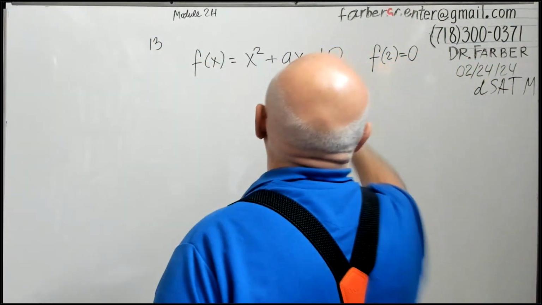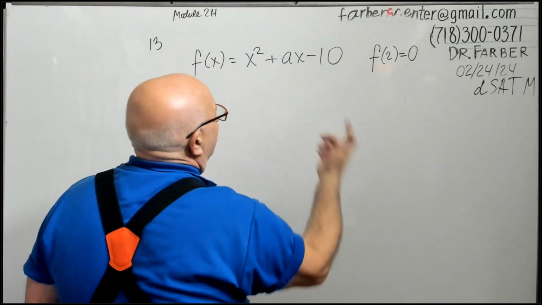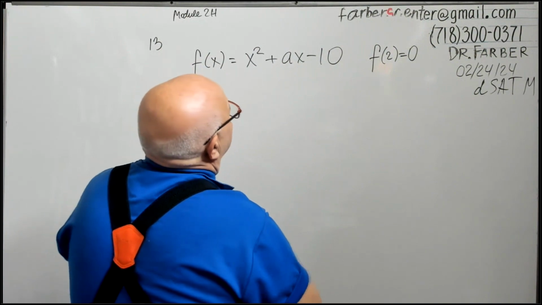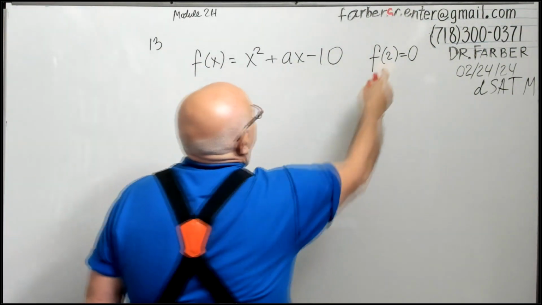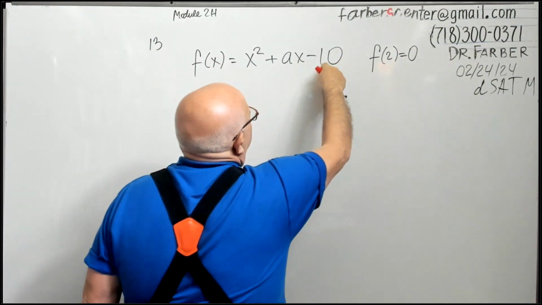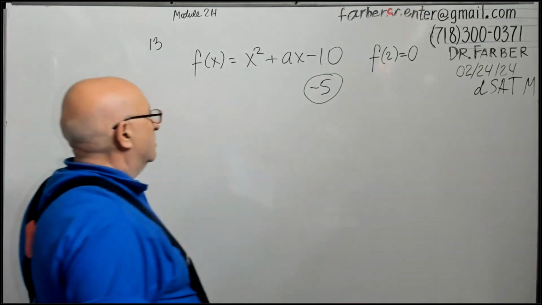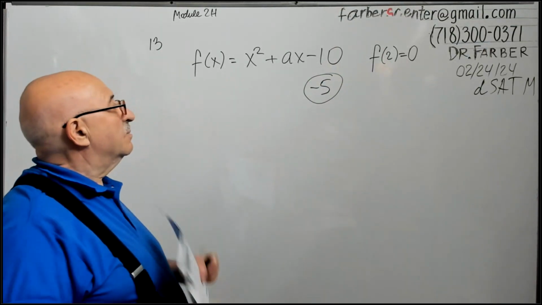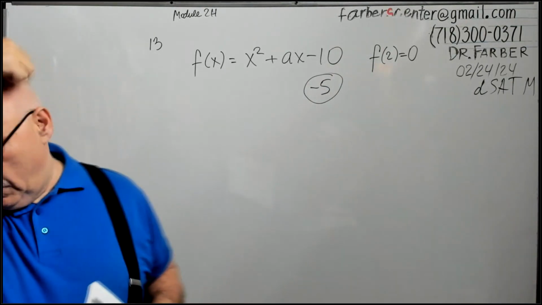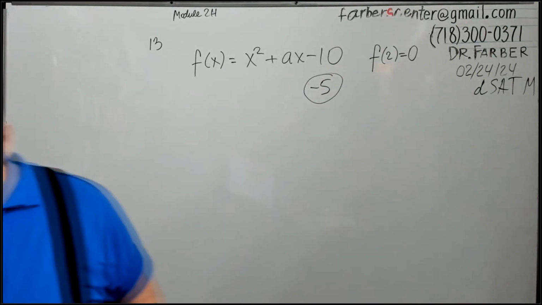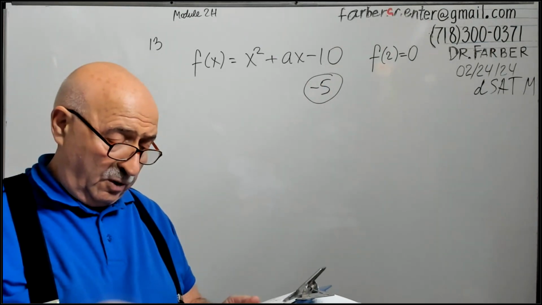And you know, the product of two roots equals this number. If one is 2, the second must be -5, right? So the answer is -5, because 2 times -5 equals -10. The answer is -5. The product of two roots always equals this term. Any questions, students? No questions.